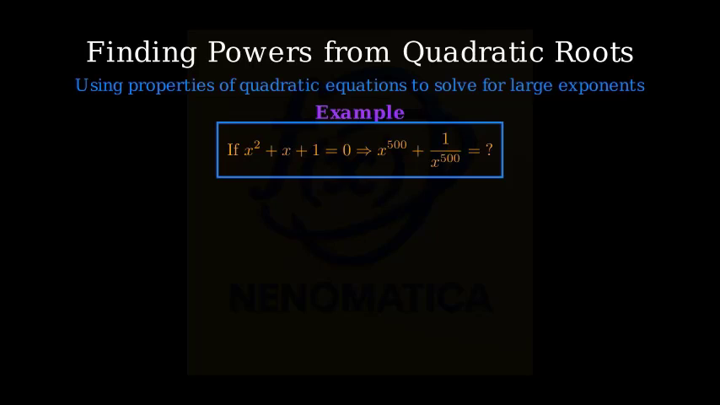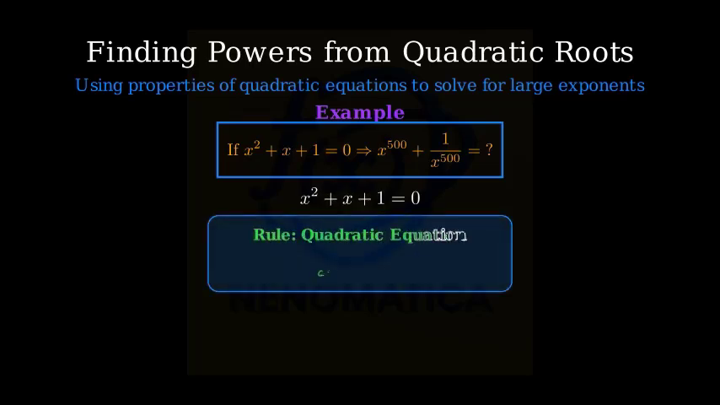First, let's focus on our quadratic equation. We have x squared plus x plus 1 equals 0. This is our starting point. We need to understand the properties of the roots of this equation before we can find x to the power of 500. Let's manipulate our equation in different ways to extract useful relationships.